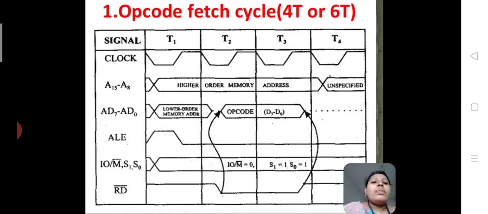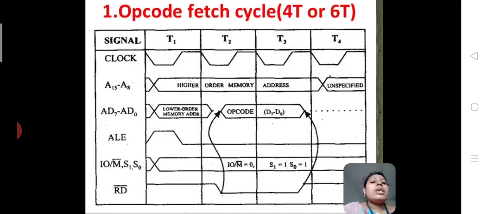Next IO/M bar and S1 and S0. First we have to know the status signals and the IO/M bar signal for the opcode fetch cycle. For the opcode fetch operation, the status signals S0 and S1 will be high and IO/M bar will be 0. Why it is 0: the opcode is fetched from memory only, so IO/M bar is 0, that means memory. So IO/M bar equal to 0 and status signals S0 and S1 equal to 1 indicate the fetch operation.